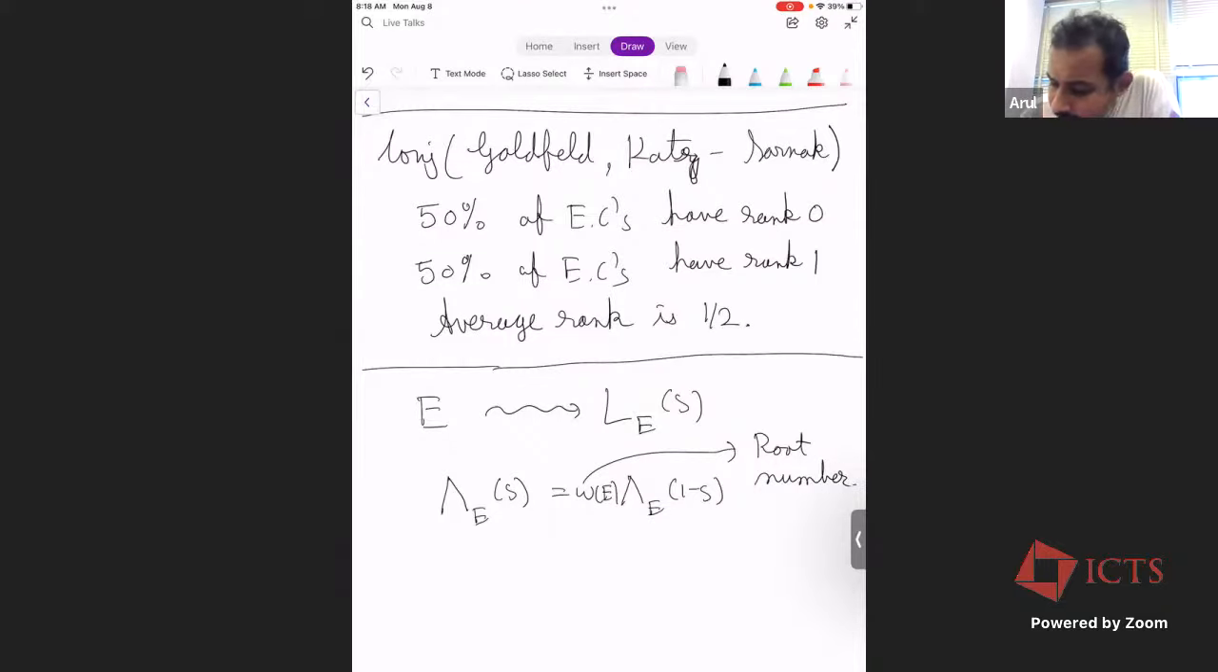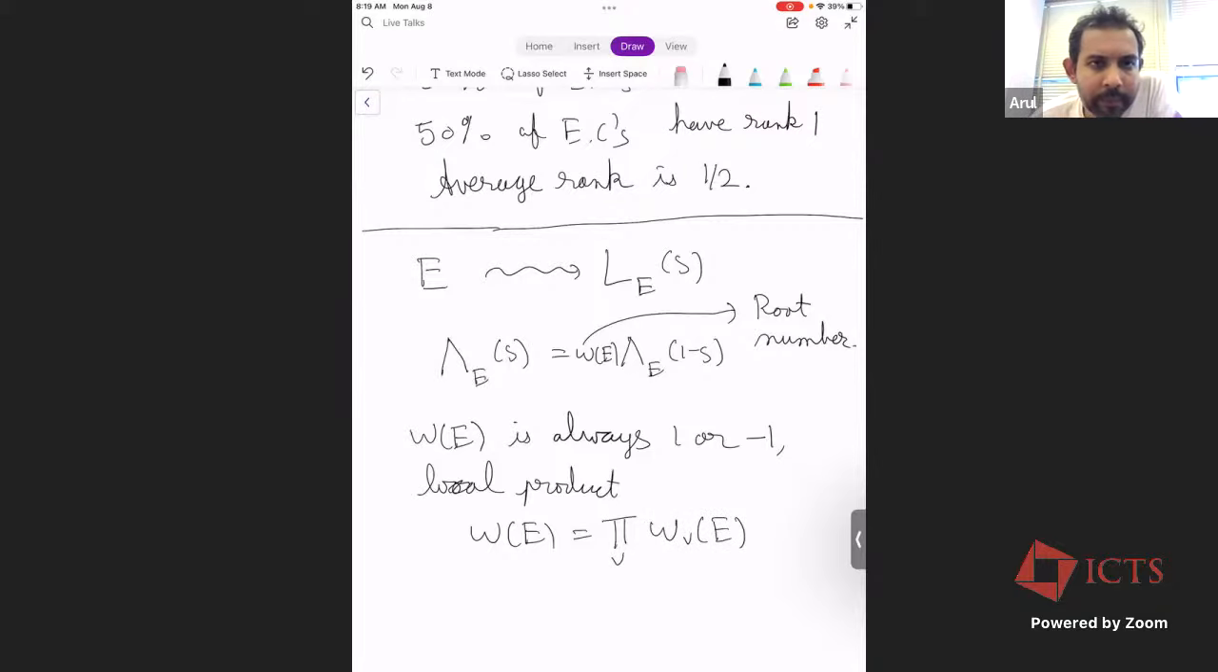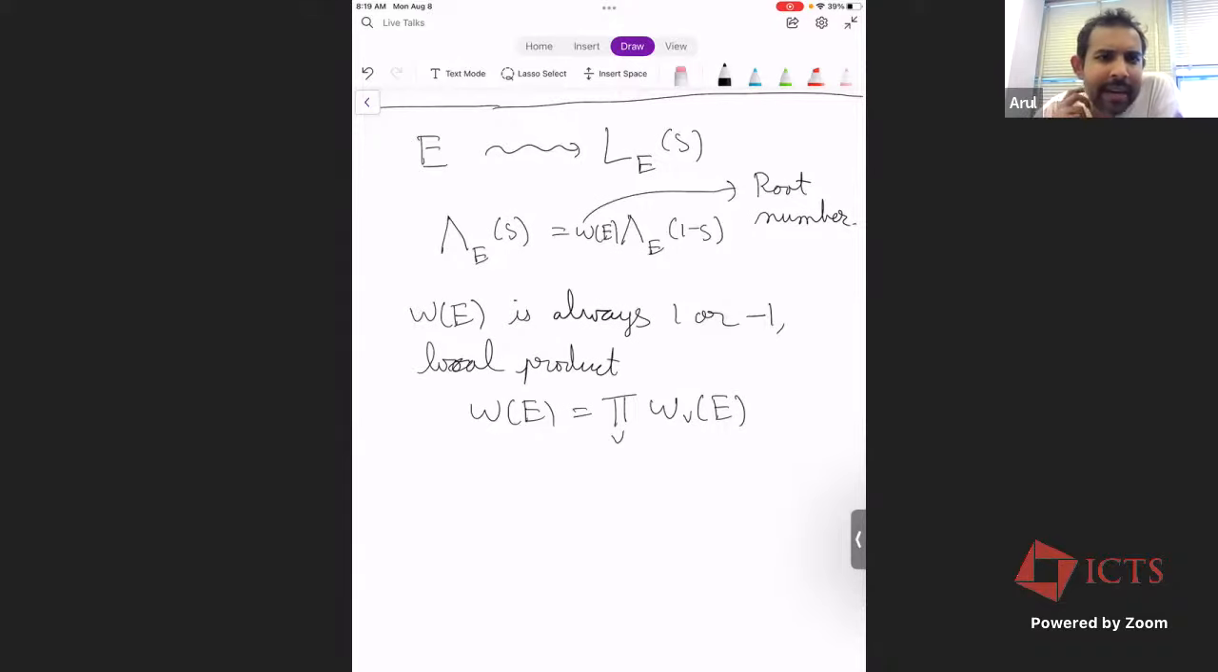Now the root number of an elliptic curve is either 1 or minus 1, and it's defined as a product of local root numbers. The product is over all places of Q. And these local root numbers are defined essentially by congruence conditions on the coefficients of E. So you can think of the root number of E as being something analogous to, for example, the Mobius function on square free integers.